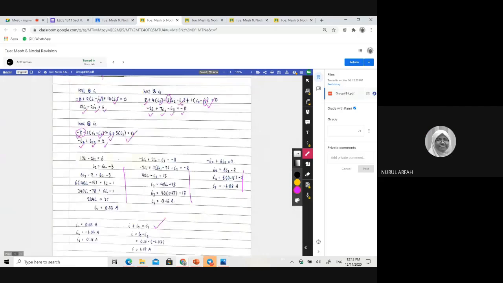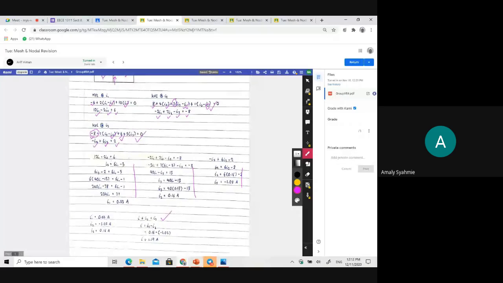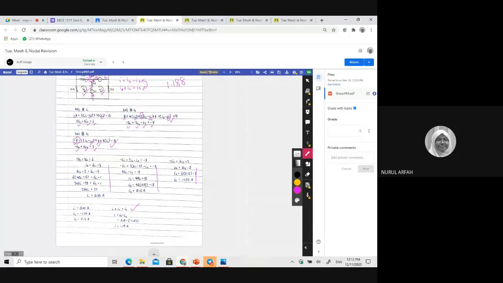Madam, yes. 1.19, isn't it rounded up from 1.18? Oh, Astaghfirullah. This one. Yes, madam. Okay, thank you.